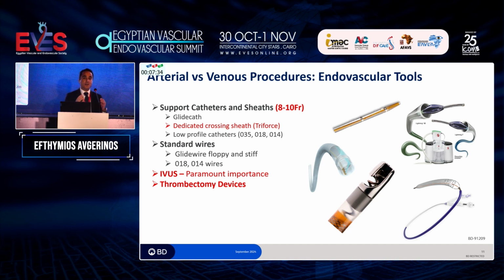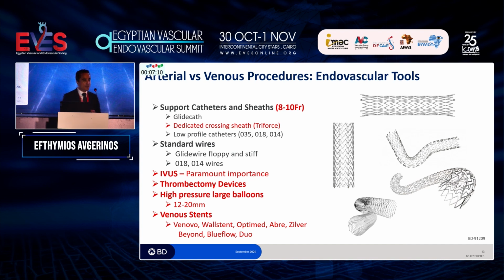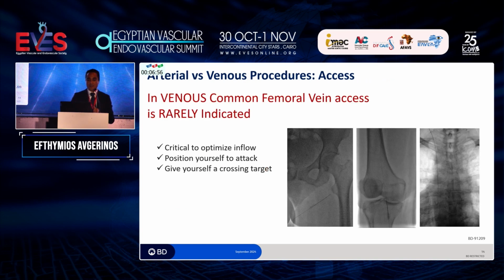Thrombectomy devices are much bigger and different in the venous space compared to what you're used to in the arterial space. We are using here 10, 13, 16, 20 French thrombectomy devices. We don't use this in the arterial world. High pressure balloons, you go large in diameters, 12, 14, 16, 18, 20 millimeter balloons. We don't use them in arteries. And we now are lucky to have dedicated venous stents. There are multiple out there available. Venovo has some unique characteristics that the other speaker, Professor Jalai, will share with you in the next talk.